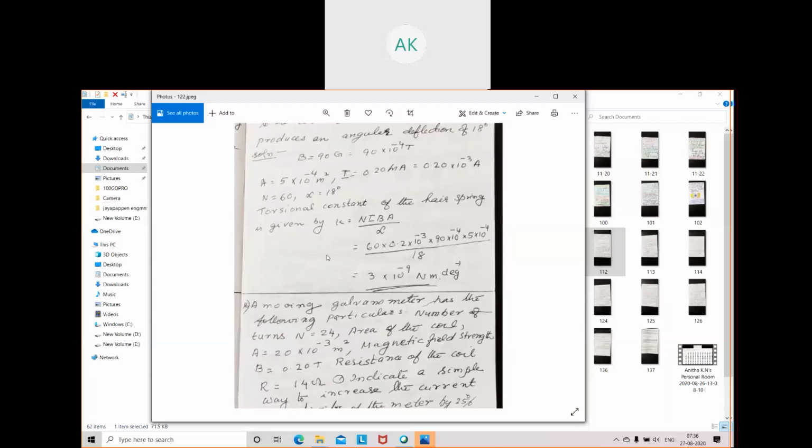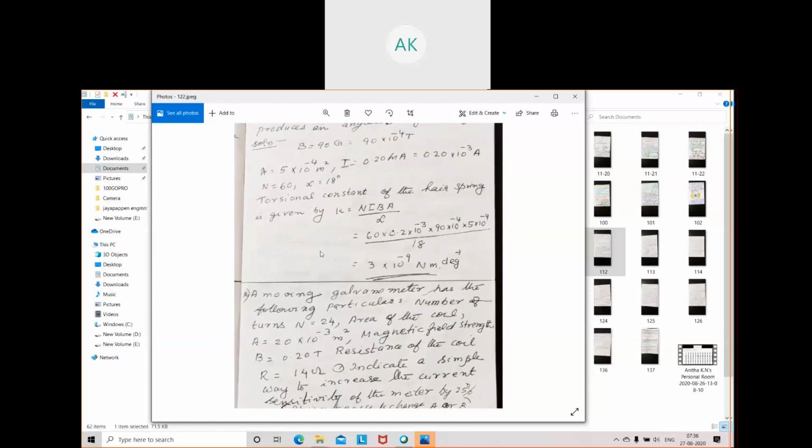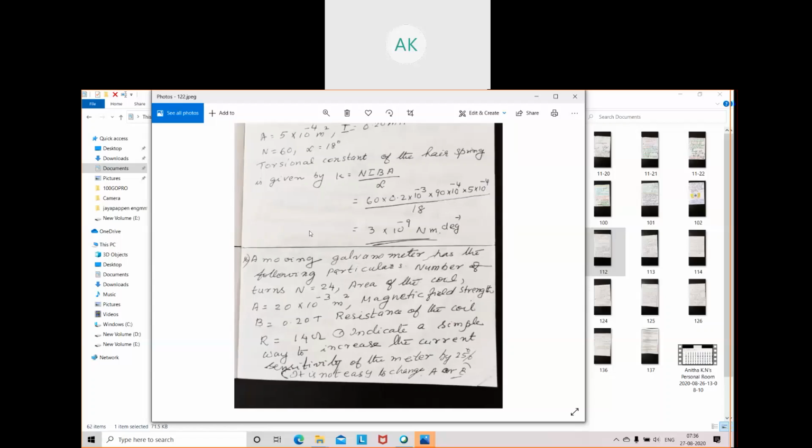The next question. A moving coil galvanometer has the following particulars. Number of turns is given, N equal to 24. Area of the coil A equal to 20 into 10 raised to minus 3 meters square. Magnetic field strength B, everything is given. Resistance of the coil R equal to 14 ohm.